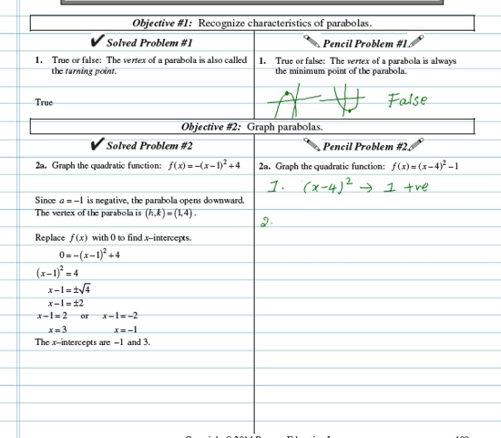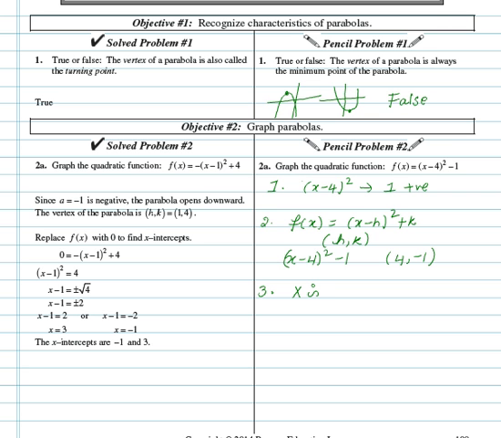Second, if I have a quadratic function f(x) = (x - h)² + k, then the vertex would be (h, k). So comparing the one we have here, (x - 4)² - 1, the vertex would be (4, -1). In step 3, we define the x-intercepts.